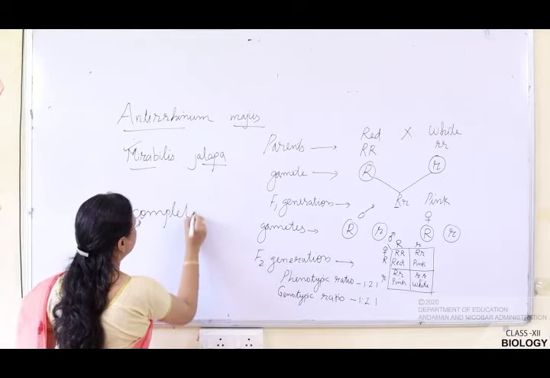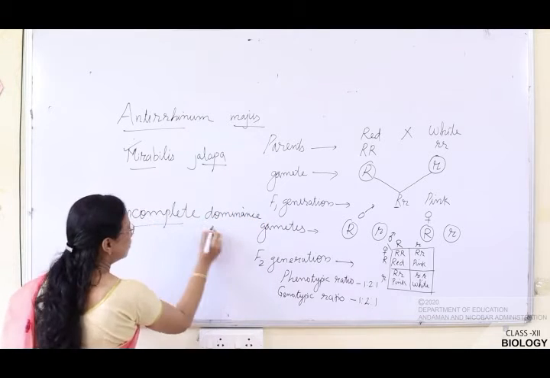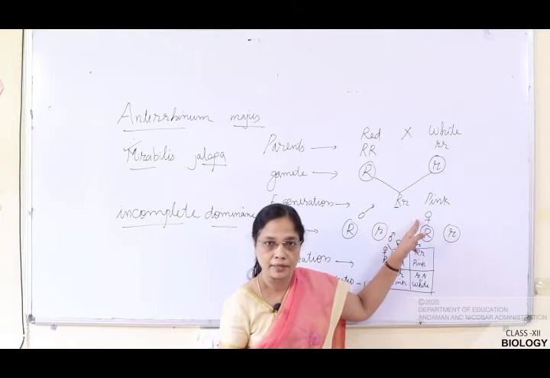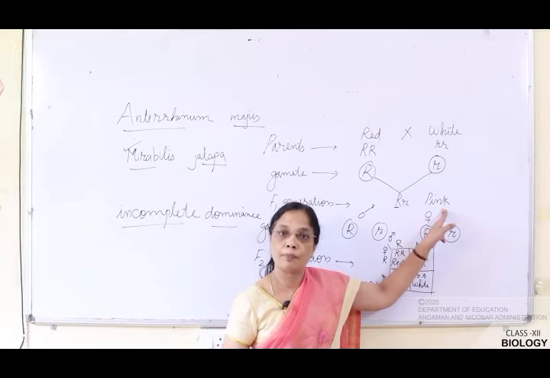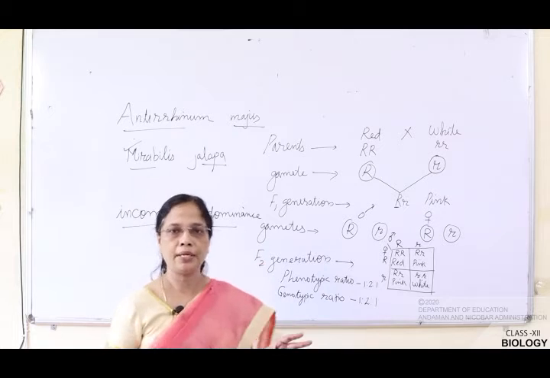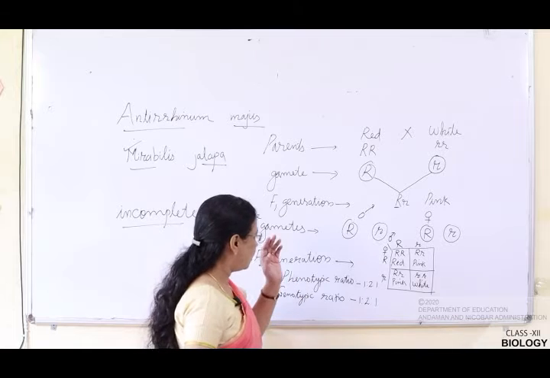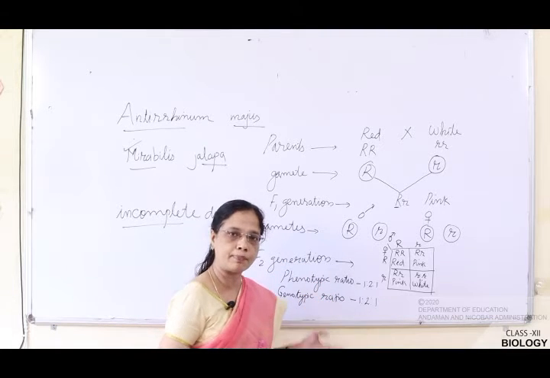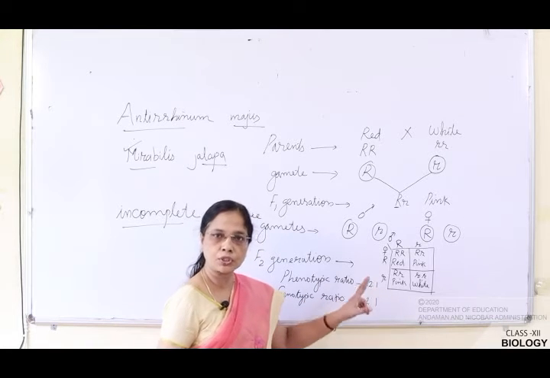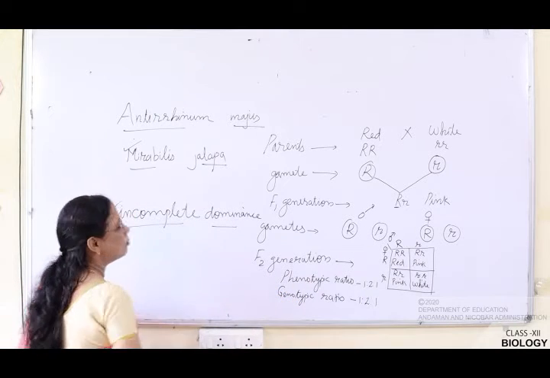Incomplete dominance. Okay, so this allele is unable to dominate over the other allele completely. That is why an intermediate color is formed, pink. So this type of inheritance is known as incomplete dominance. So you'll get questions like name the inheritance where both the phenotypic and genotypic ratios are same. That is 1:2:1 phenotypic ratio and genotypic ratio is also 1:2:1. The inheritance is incomplete dominance.